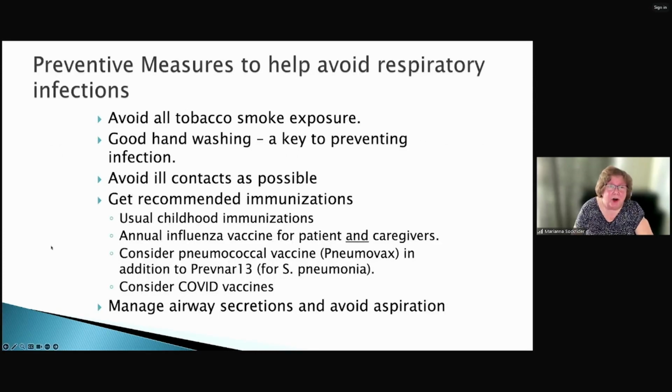In general, there are always measures one can think about to avoid respiratory infections. Obviously, no one does well with tobacco smoke exposure, so limiting that. Good hand washing, avoiding ill contacts, getting recommended immunizations, including the annual flu vaccine. Consider pneumococcal vaccines. Now in the U.S., we have Prevnar 20 for strep pneumonia. The Pneumovax is also another additional pneumococcal vaccine.